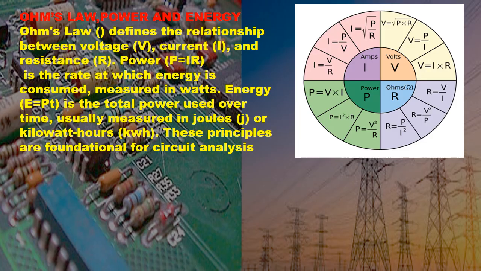Ohm's law, power and energy. Now we can also relate power and energy to Ohm's law, because power is equal to current times voltage, and energy is equal to power times time. So we can relate current, resistance, voltage, power, and energy. Power is the rate at which energy is consumed, measured in watts. Energy, E, is equal to power times time, the total power used over time, usually measured in joules or kilowatt hours. So that's the amount of energy.